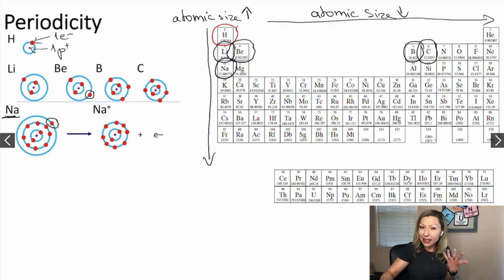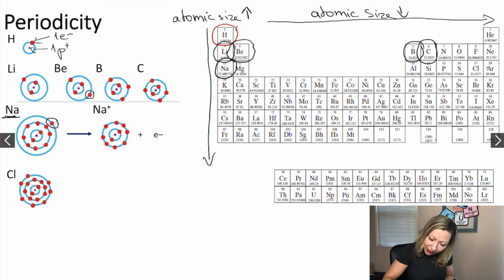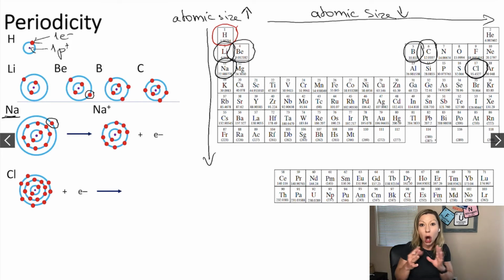Now, let's take a look at chlorine, for example. So chlorine is in the same period as sodium. It's right here. It's actually smaller, right? Because it's further away to the right from sodium. Now, what happens if I add an electron to chlorine this way? What type of ion will I produce? I will produce a negatively charged ion, right? An anion, will it be smaller or larger than the neutral chlorine atom? Well, because electrons actually repel each other, it's going to be larger than the neutral chlorine atom.